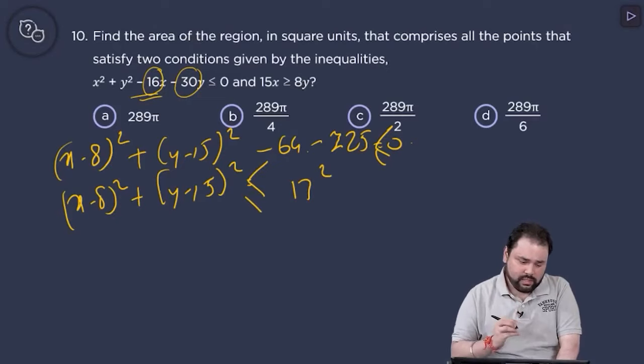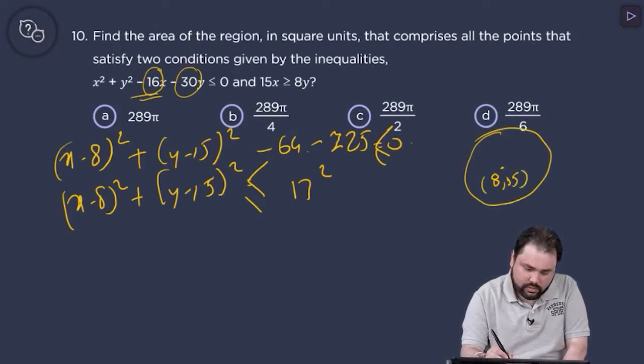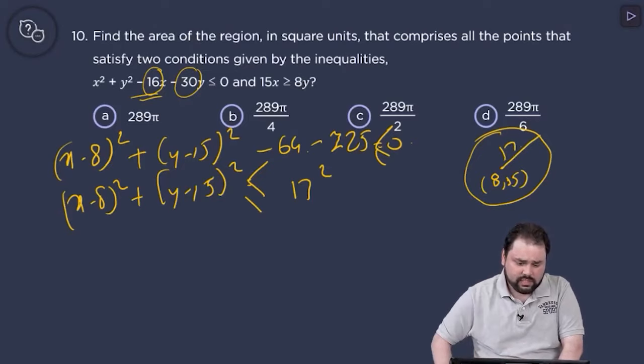So this is almost like a circle. Center is 8, 15 and radius is 17. So 8 comma 15, length of this is 17. Okay. And the other one, I have 15x is greater than equal to 8y.